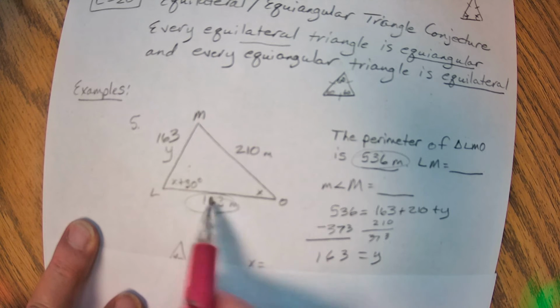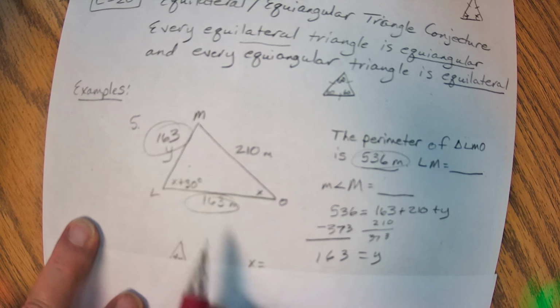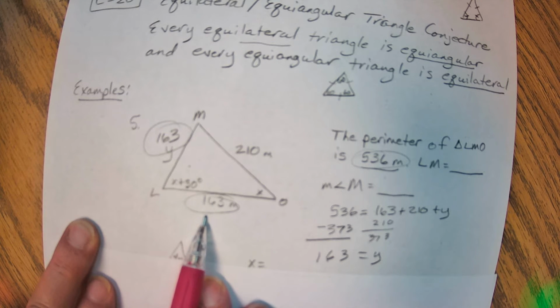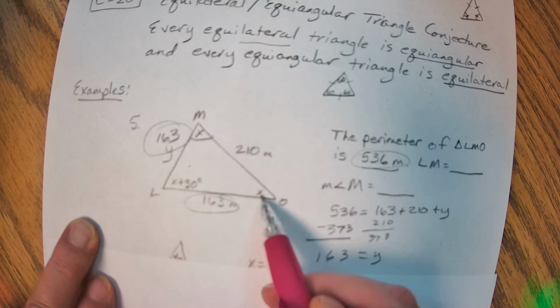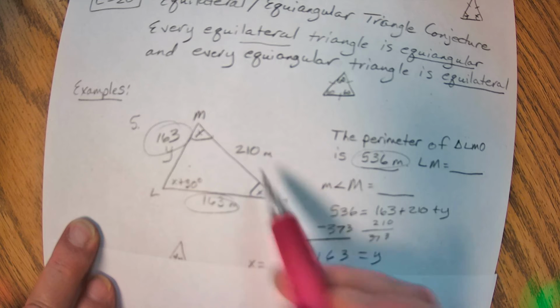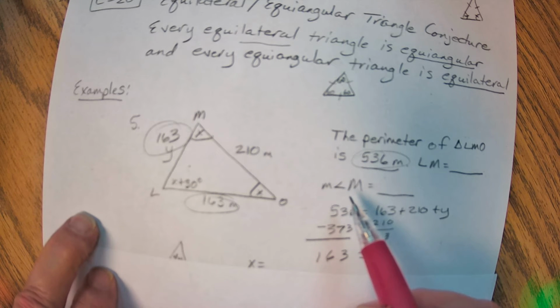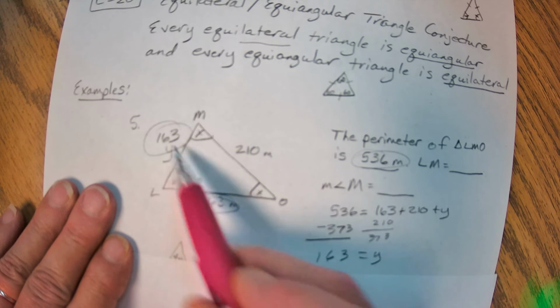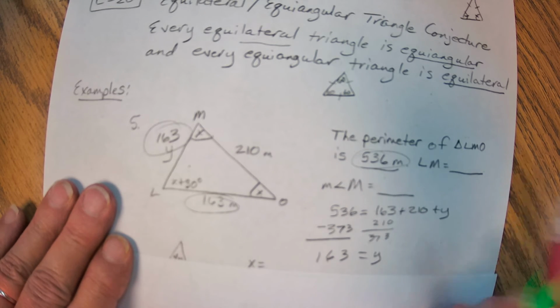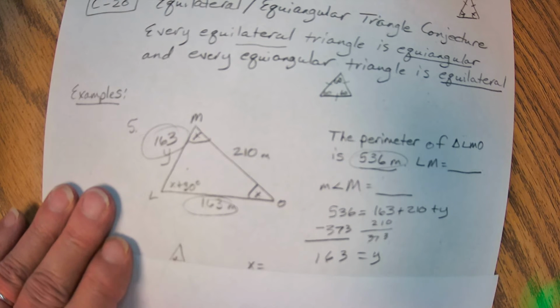Well, look, these are the same. So if these are the same, doesn't that mean that this and this are the same? Even though, don't go by the looks of this triangle, because obviously it doesn't look like an isosceles triangle. But if these two sides are the same, this is an isosceles triangle, and that means that these two are the same also.